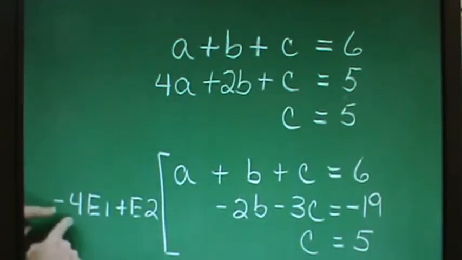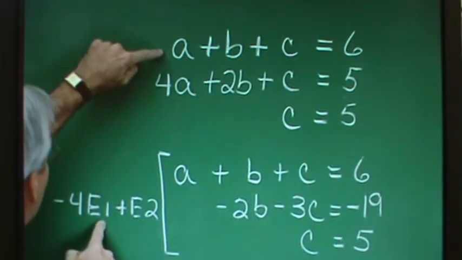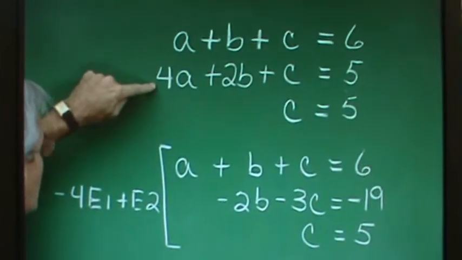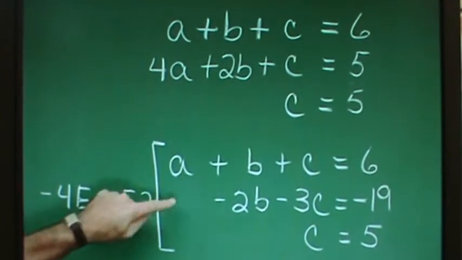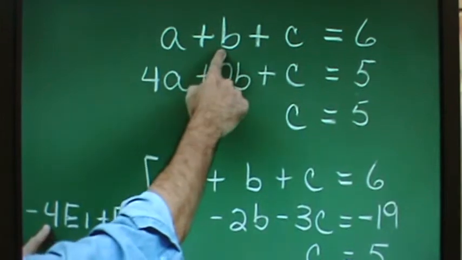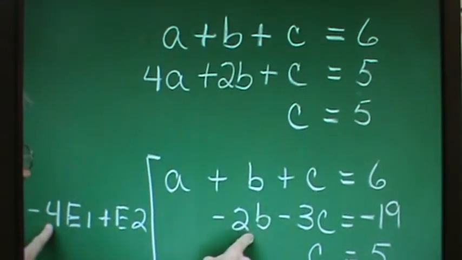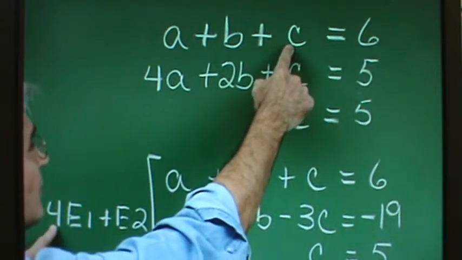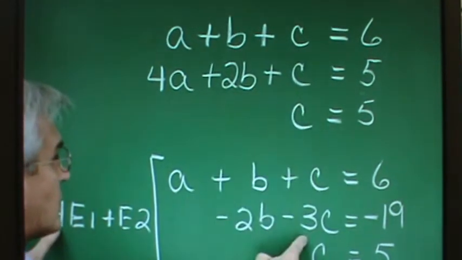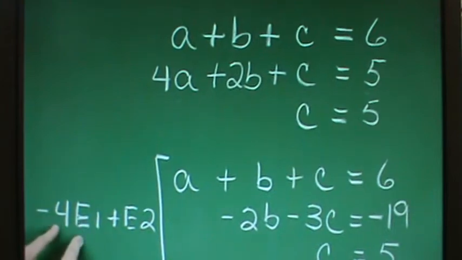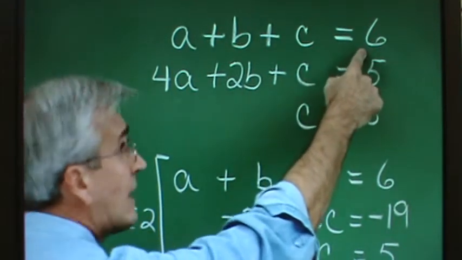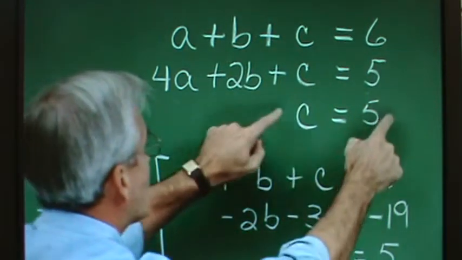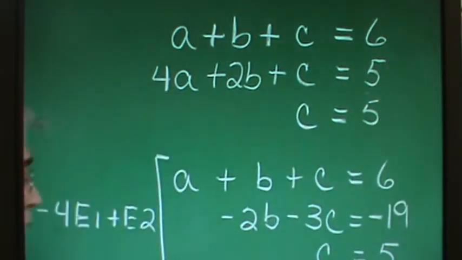Okay, so we're going to multiply negative 4 in equation 1 and then add equation 2. So negative 4 times a is negative 4a, plus 4a would be 0a as expected. Then negative 4 times b is negative 4b, plus 2b is negative 2b. Then negative 4 times c is negative 4c, plus 1c is negative 3c. Then negative 4 times 6 is negative 24, plus 5 is negative 19. And now I'll just bring down this equation. We don't have any work to do on it.